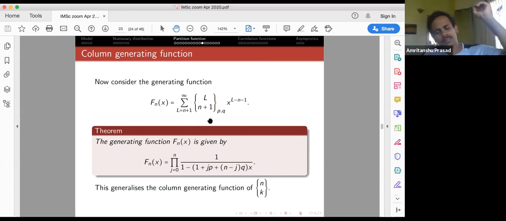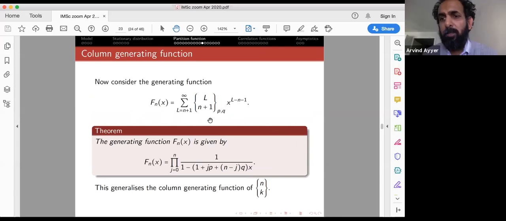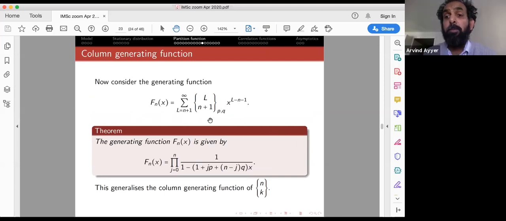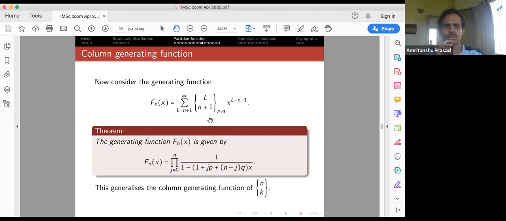Just a quick question. You said that when you put P equals 1 and Q equals 0, you just get the Stirling numbers, right? For the restricted partition function. And the other way, P equals 0, Q equals 1, you should also get Stirling. Yeah, it's the same thing. And in between, okay, so we are kind of interpolating. And P equals Q, okay. Yeah.